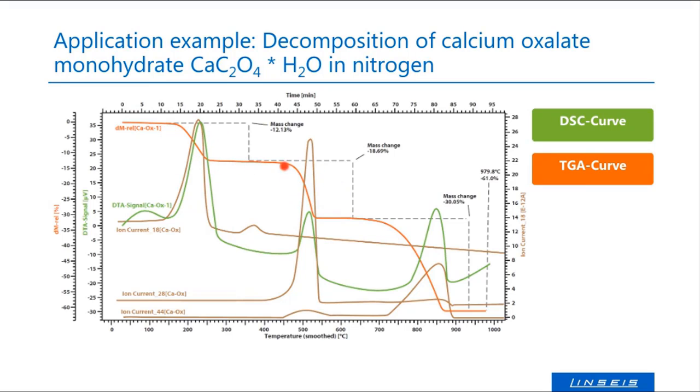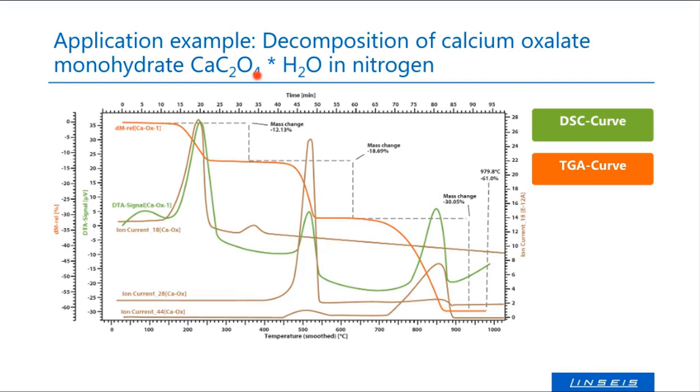Then the second mass loss step, it loses carbon monoxide, and the third one, it loses carbon dioxide. The green DSC curve shows 3 endothermic effects. If you run this experiment in inert atmosphere, like it was done here, the second effect is endothermic.